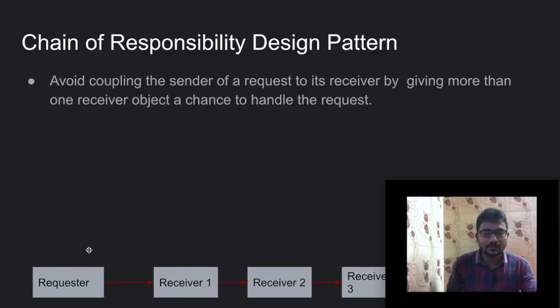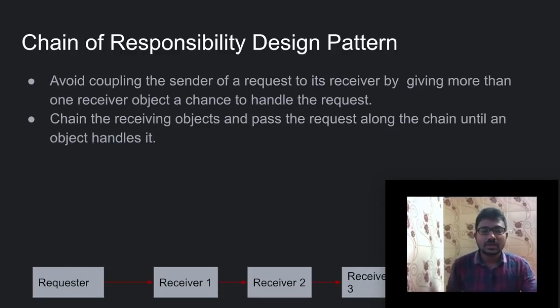For example, if you are using the Amazon website and trying to log in using username and password, our request would be served by any one of those Amazon servers. So the client won't be aware of the server details. The client fires some request, that request would be solved by any of those servers, and then chain the receiving objects and pass the request along the chain until an object handles it.